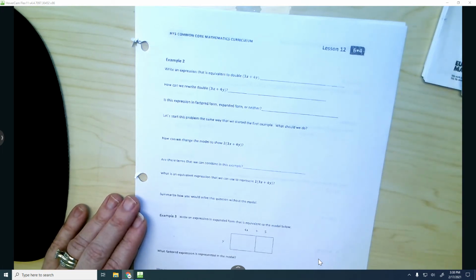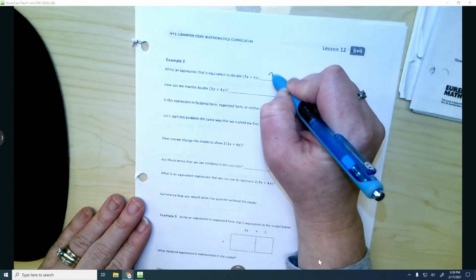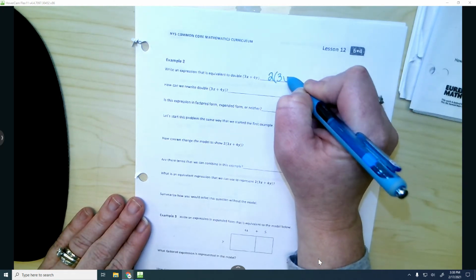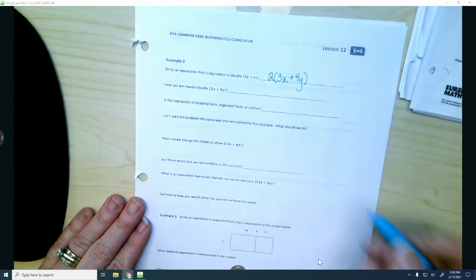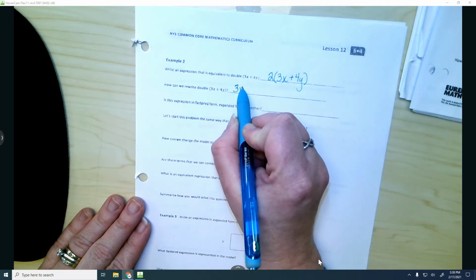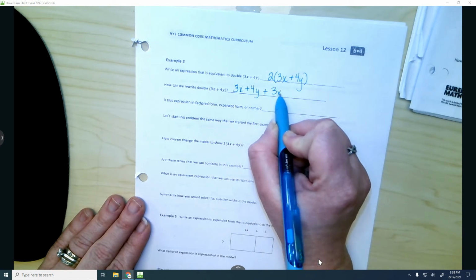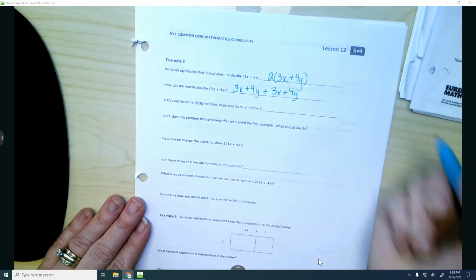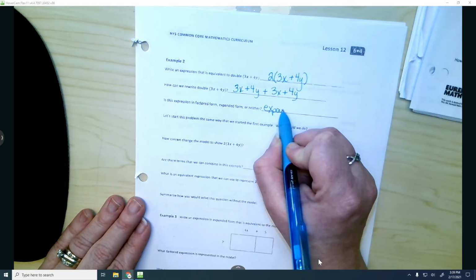This time, it says write an expression that is equivalent to double. That word double means 2, 3x, and 4y. You guessed it, we're going to rewrite this again, but this time we're going to write out 3x plus 4y plus 3x plus 4y. This is called the expanded form.